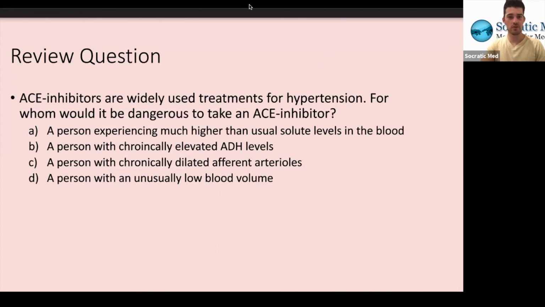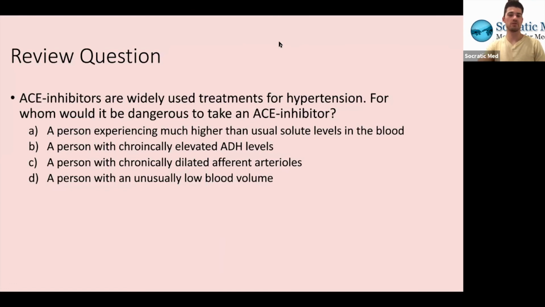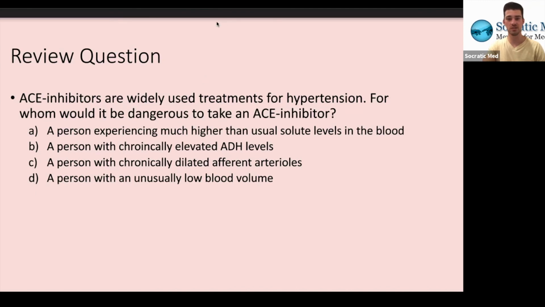So we're going to do another review question, and this one involves ACE inhibitors. ACE inhibitors are widely used treatments for hypertension. For whom would it be dangerous to take an ACE inhibitor? So think a little bit about that. We're going to regroup in a minute or two, and we'll discuss the answers. Again, these are anonymous, so try your best.